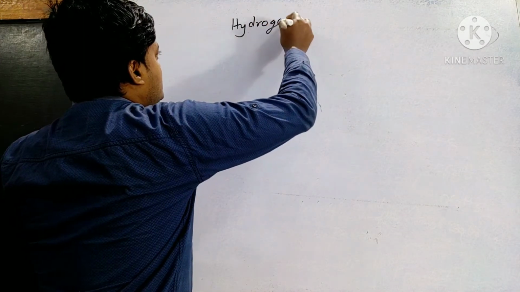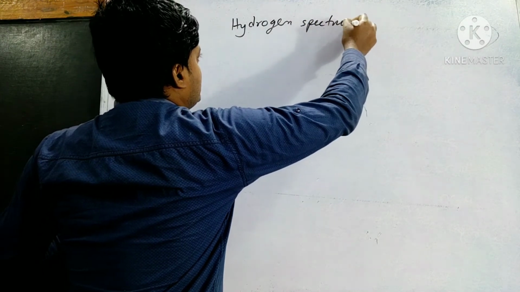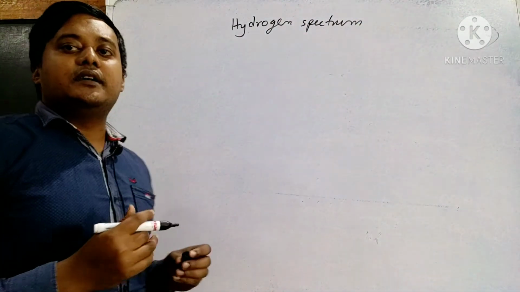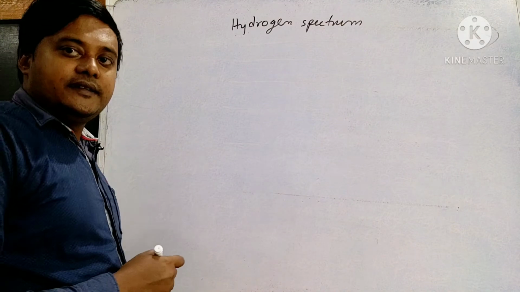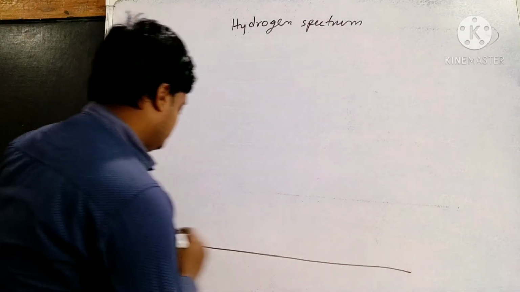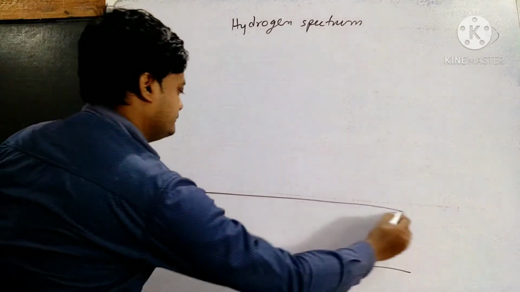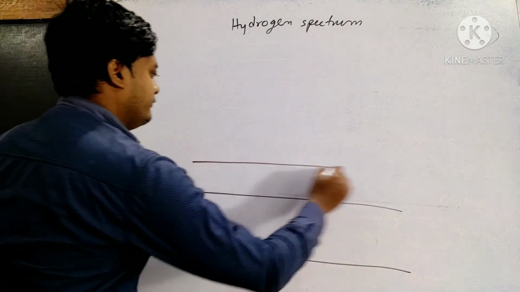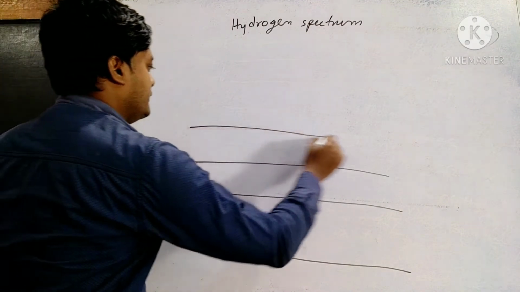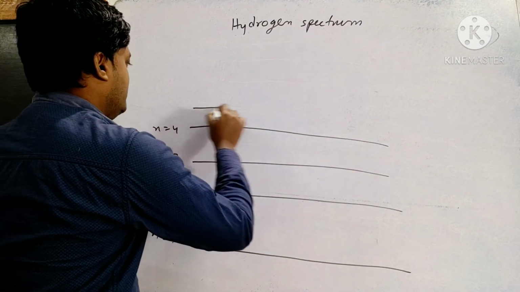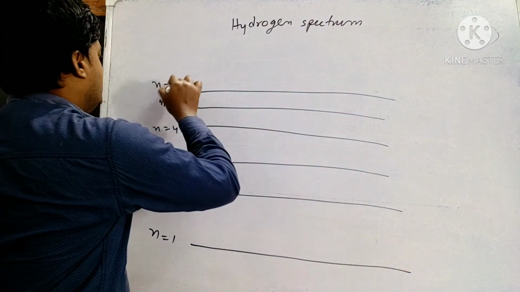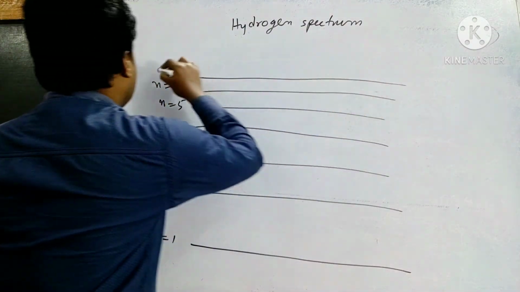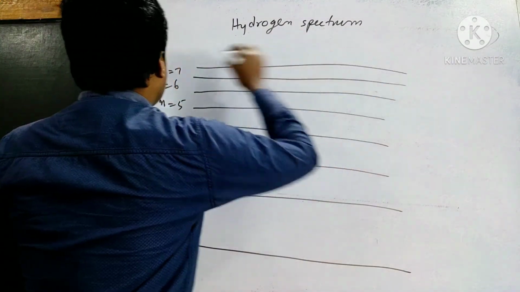Now it is a line spectrum. In the hydrogen spectrum there are different series of lines. Remember that diagram: n equal to 1, n equal to 2, 3, 4, 5, 6, 7, 8.